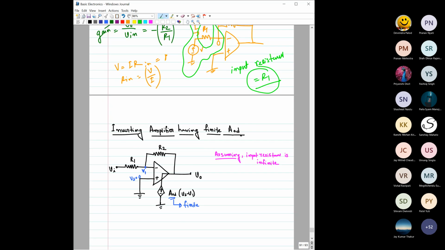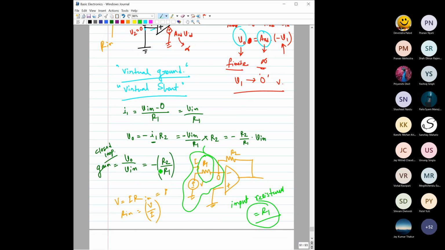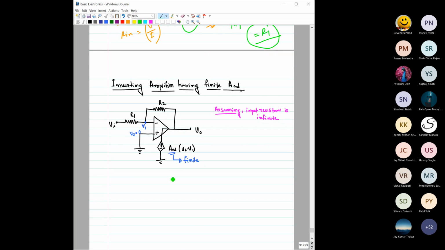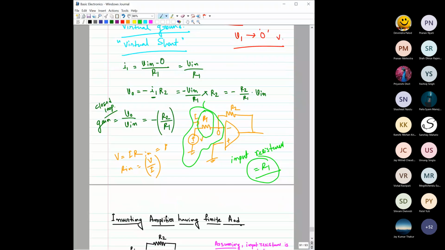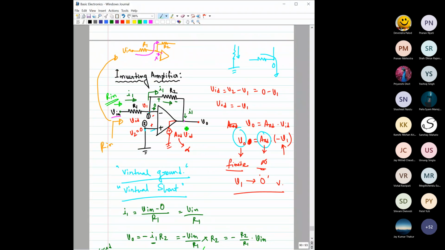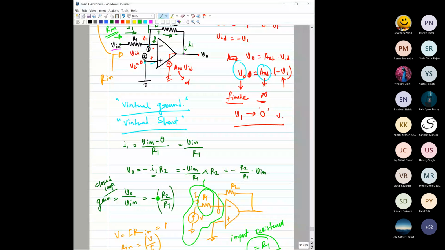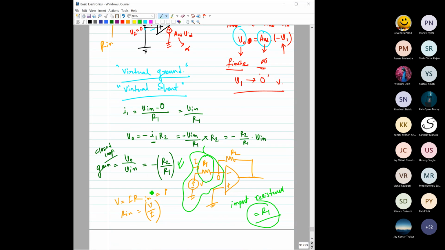We have seen that the closed loop gain is equal to minus R2 by R1 for an ideal op amp. But if it is a practical op amp where AOD is finite, then we have to see what the closed loop gain is, and for what value of AOD the closed loop gain will be close to the ideal case gain. We'll try to correlate that in the next class.